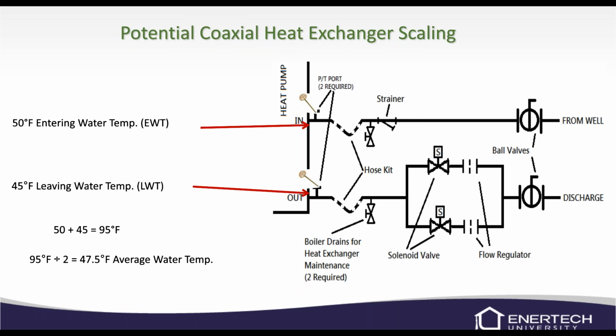So here is an example of what we're trying to do. The first thing we're going to do is take our entering source water temperature plus your leaving water temperature. Take those two numbers, add them together, and then divide by 2. So if it's 50 and 45, that gives us 95. We're going to divide that by 2, and that gives us a 47.5 degree average water temperature. So water in, water out, add them together, divide by 2.